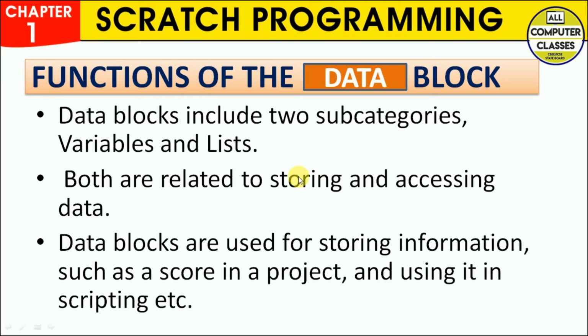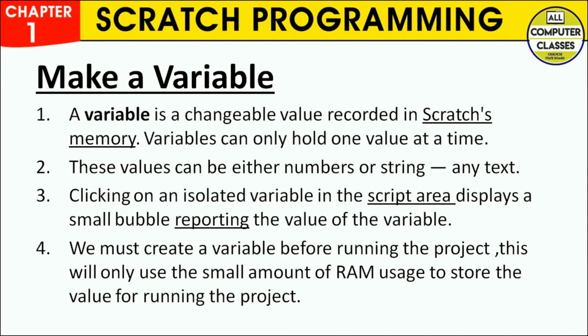Okay, so data blocks are used for storing information such as score in a project or use it in scripting. For example, if you are making a game and you want to increase the score after every round of game, you need to make a variable or list. So let's cover the first, making a variable. What is variable doing for us? A variable is a changeable value recorded in Scratch memory. So we can change the values.